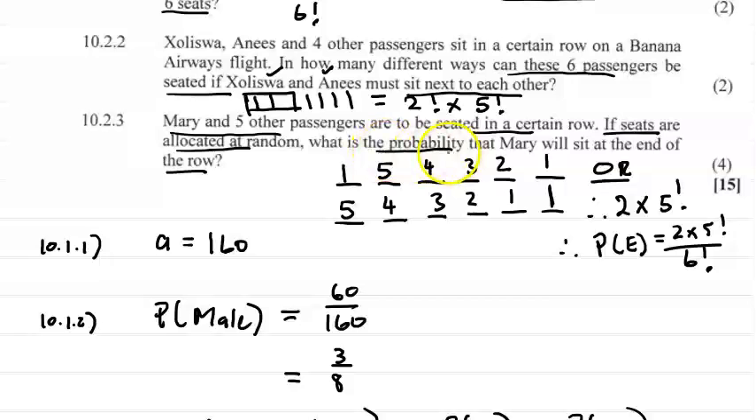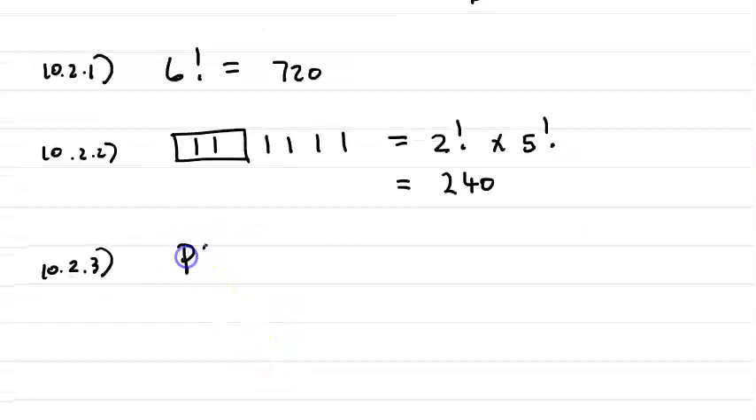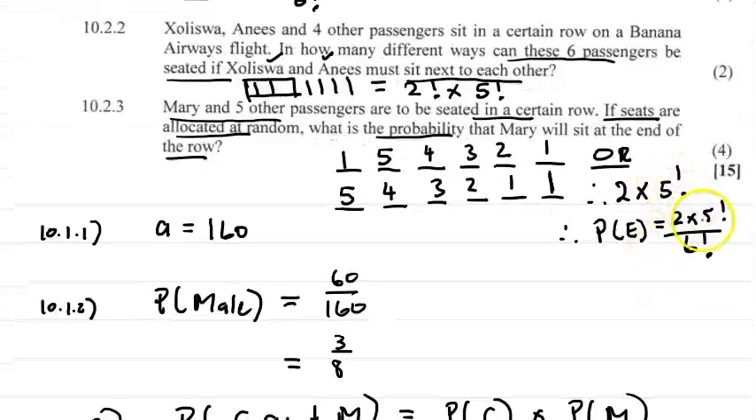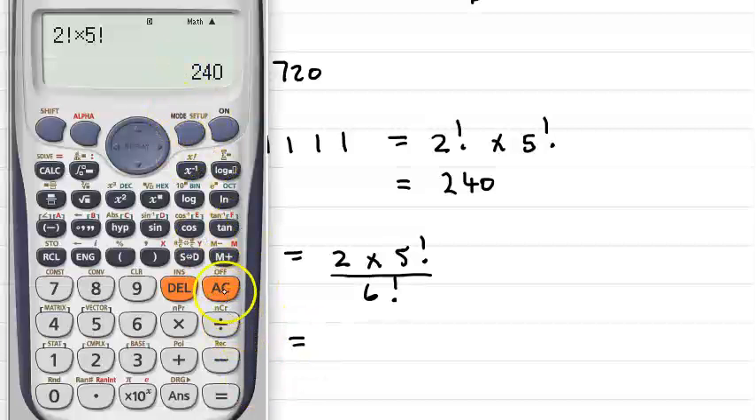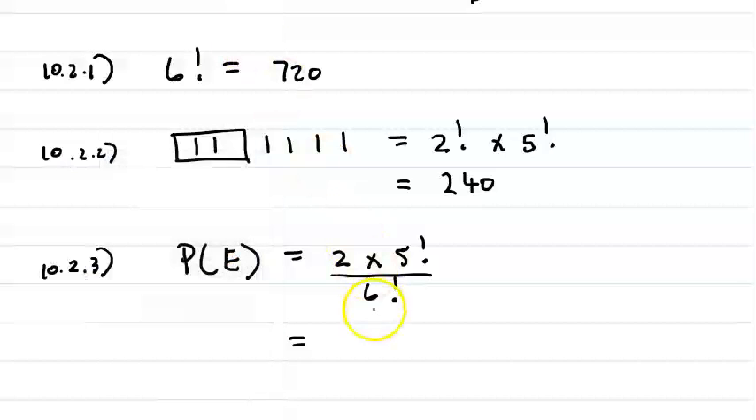But this question asks for the probability. So our answer will be as follows. The probability of this event occurring will be 2 times 5 factorial over 6 factorial, and that equals 1 over 3. So the probability of this event occurring is 1 over 3.